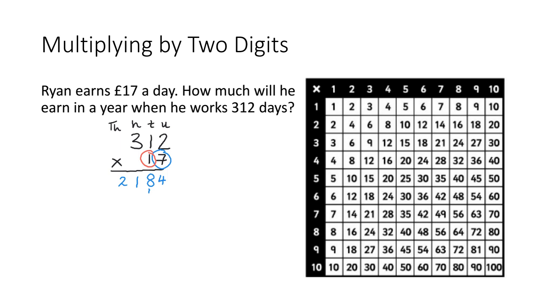So 1 times 2 is 2. I'm not going to put that under the 4 because that's in the units column. I'm going to put it in the tens column. 1 times 1 is 1, and 1 times 3 is 3. So now that I've got that all set out, what do I do with this gap? Well, in this gap, what I'm going to put is a 0.